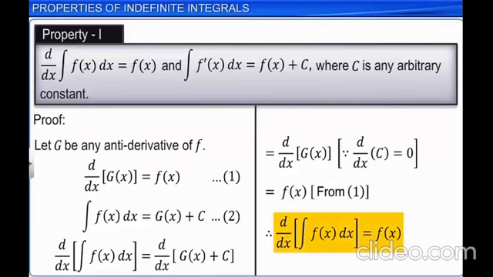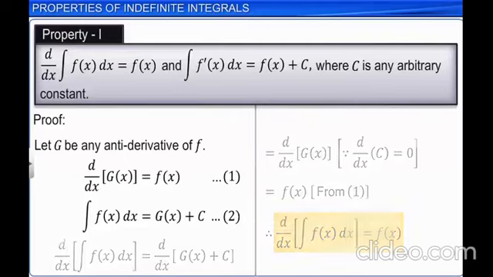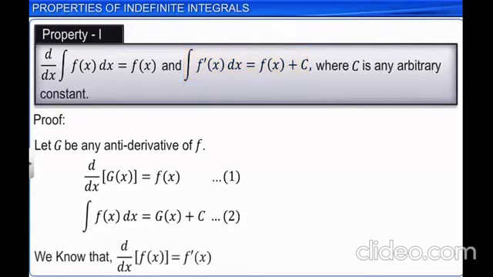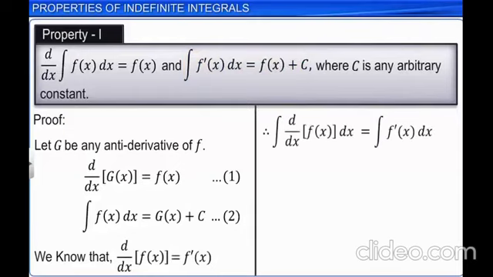Now, let's prove that the integral of the derivative of f of x with respect to x is equal to f of x plus c. We know that the derivative of f of x can be written as f dash of x. So the integral of the derivative of f of x with respect to x can also be written as the integral of f dash of x with respect to x. And the integral of f dash of x dx is equal to f of x plus c. Here, c is called the constant of integration.